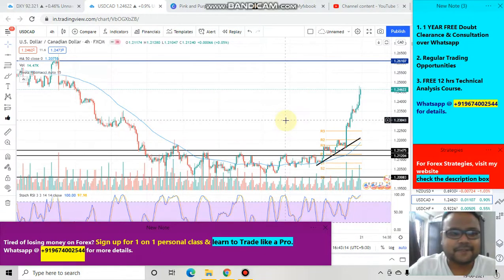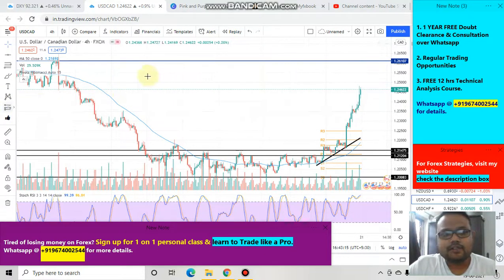So let's get started. This is the 4 hours chart of US dollar Canadian dollar. Yes, this is my favorite time frame, 4 hours. And as we all know, after the FOMC meeting, the market became very volatile and currency pairs like EUR USD, GBP USD saw some heavy selling pressure, whereas currency pairs like USD CAD and USD CHF saw extreme buying pressure.